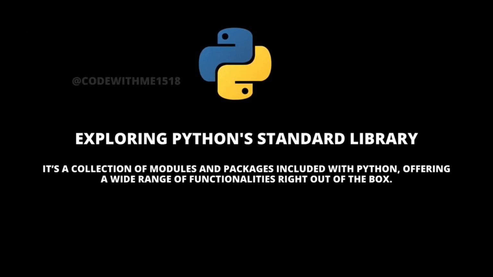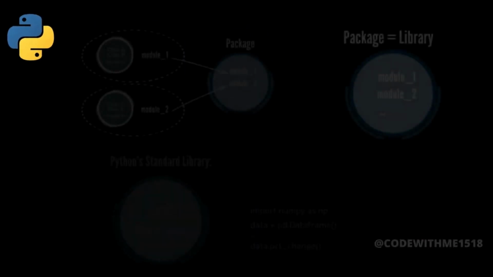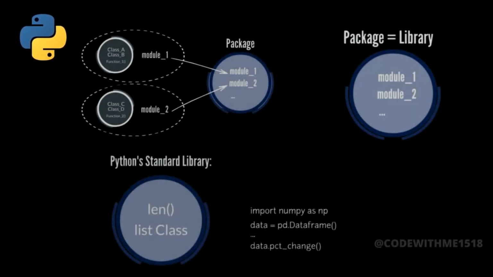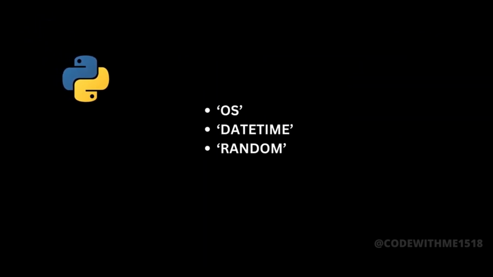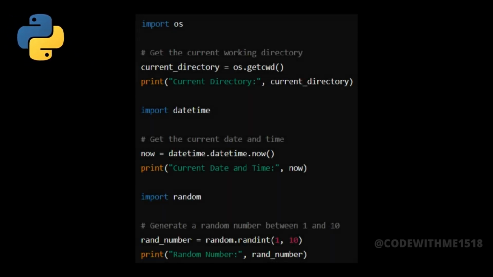Now, let's explore the Python Standard Library. It's a collection of modules and packages included with Python, offering a wide range of functionalities right out of the box. Here are some useful modules from the Standard Library. os for interacting with the operating system, datetime for working with dates and times, random for generating random numbers. Let's see some examples. The Standard Library is extensive and incredibly powerful, so take some time to explore its modules and see how they can simplify your coding tasks.